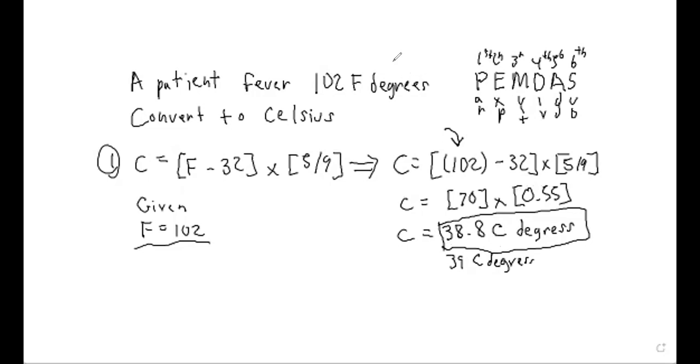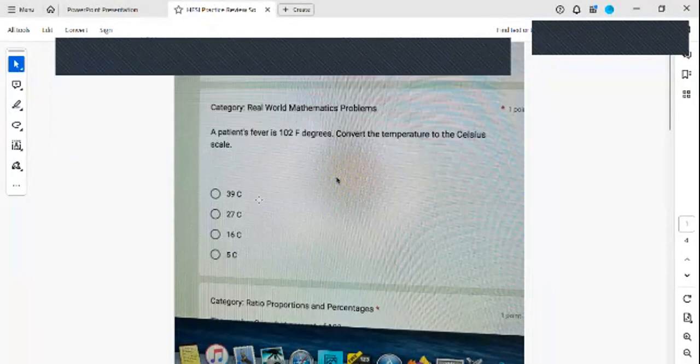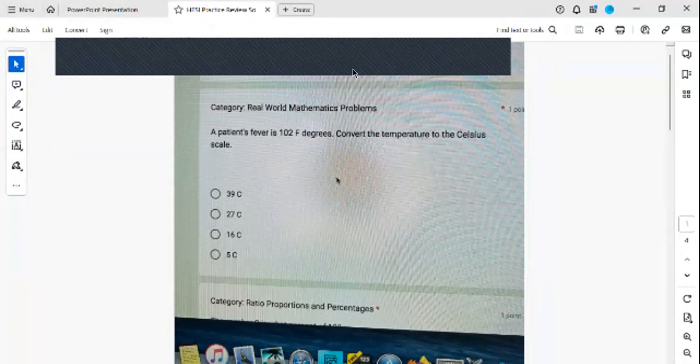So let's take a look, and I think the answer choices were in that question we looked at. Let's go back to the question and see. Yeah, there we go. So they have 39 degrees, 30, 27, 16, and 5. We would go ahead and pick the 39 degrees Celsius, right? And that would be the answer for that.